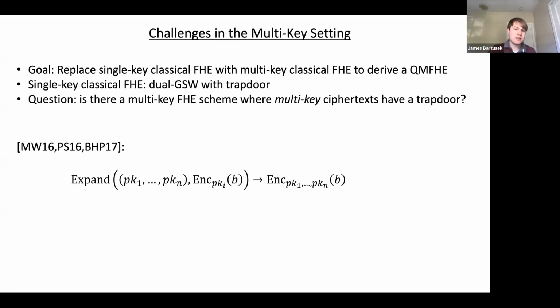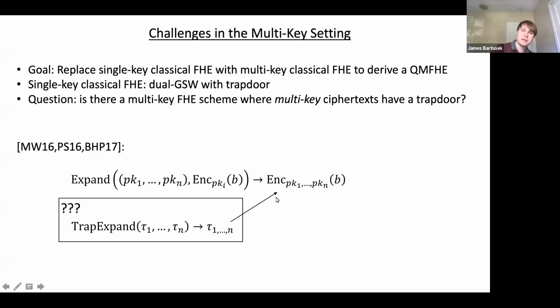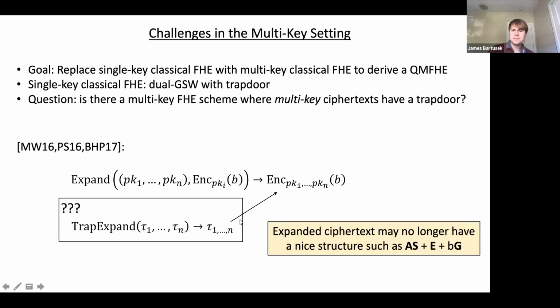Now, what we're wondering is, say that each of these public keys is drawn along with a trapdoor. Is there an analogous trapdoor expansion procedure that, given the description of these trapdoors, produces a trapdoor that functions as a trapdoor for this expanded ciphertext? Does there exist such a thing?